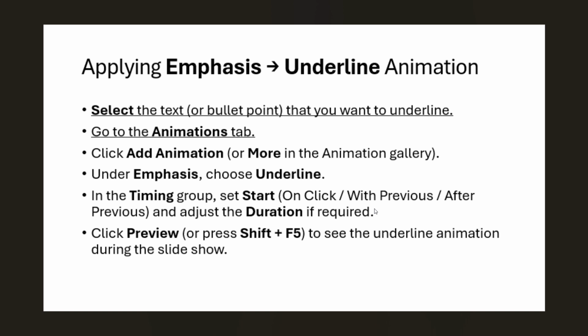The answer is given in the question itself. What you have to do is in the question. Select the text and apply the underline animation effect. Under Emphasis, you have to do the underline. After the first point is underlined, the second point, then the third, then the fourth.